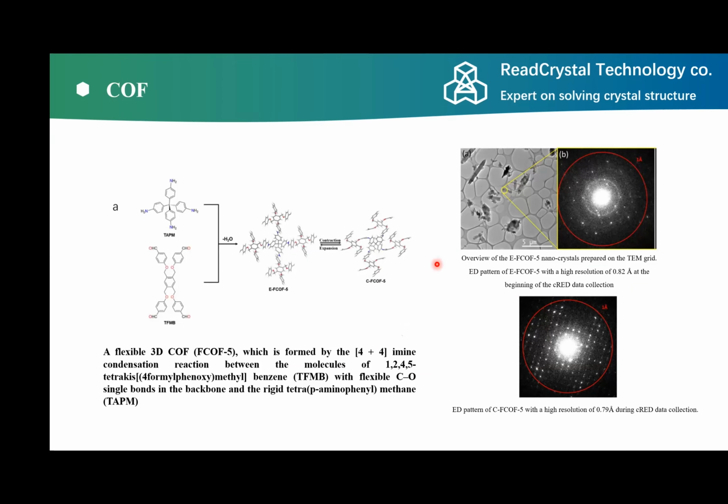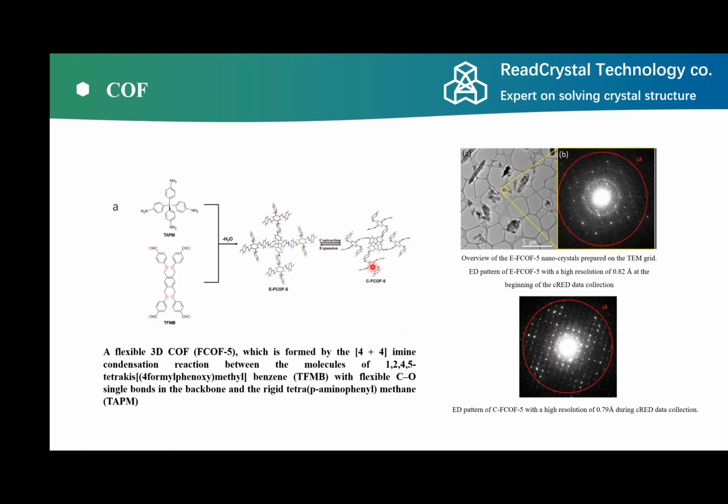And the second example is a covalent organic framework. This kind of material is meant to be more stable than metal organic frameworks. But one big issue for this material is that it doesn't like to grow into a large crystal. So determining the structure of this kind of material is always a headache for scientists, because crystallization needs a reversible reaction, but the covalent bond is not very reversible.